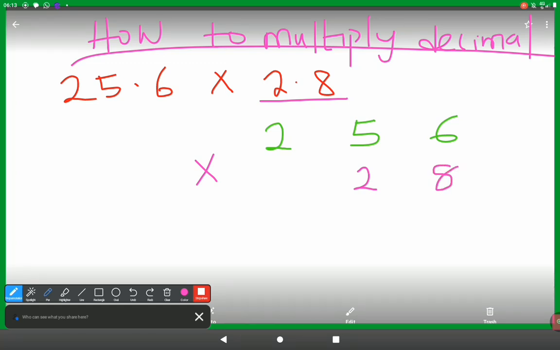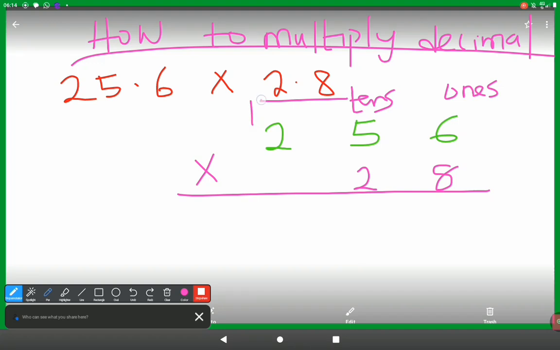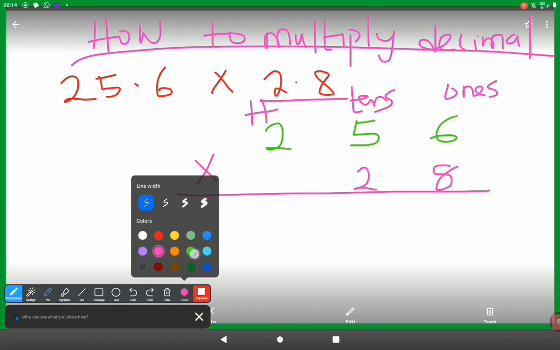Do not forget that if I'm writing 28, the 8 will stand for ones and the 2 will be tens. So I have to put it under each of them. That is, if this one is ones, then this is my 10, then this is my 100. Alright, because you must make sure that it is aligned. After that, then you can do your multiplication now. Let's start.